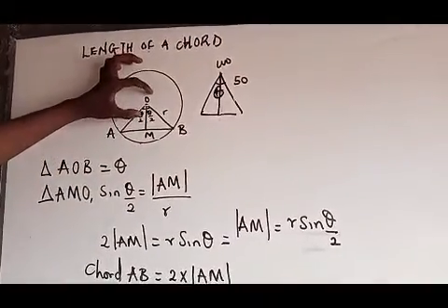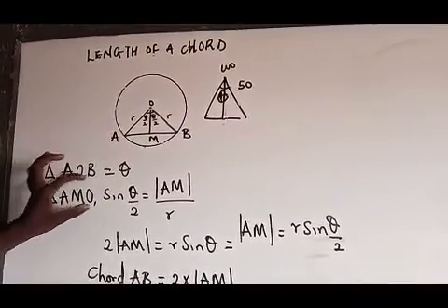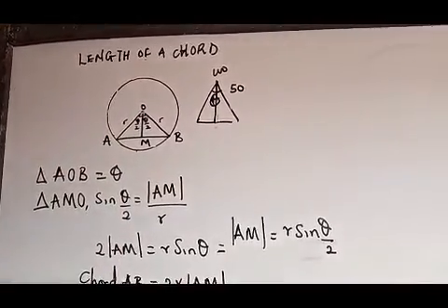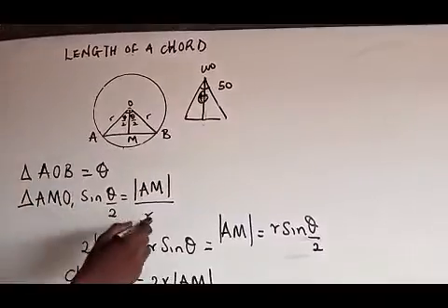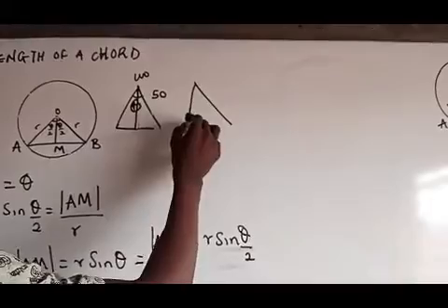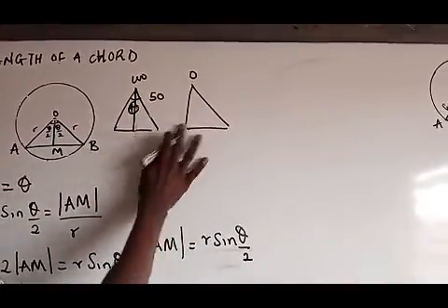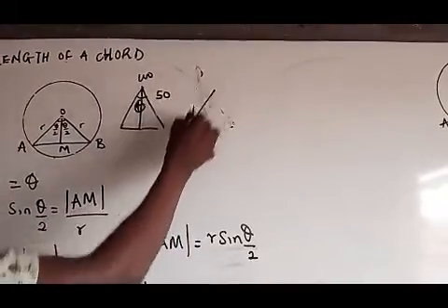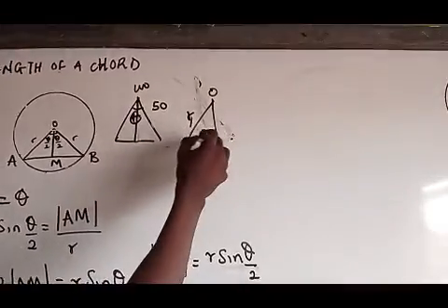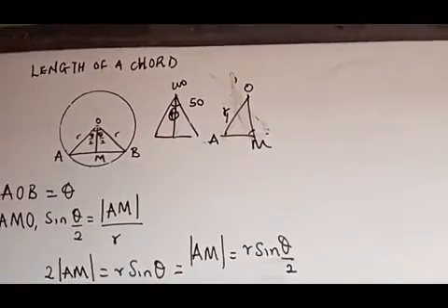Alright, so our angle AOB is equal to theta. Our angle AMO, which is our angle M here, will be sin theta over 2 equals AM over R. Look at this, it is a right angle triangle. We have O, R, A, and M.